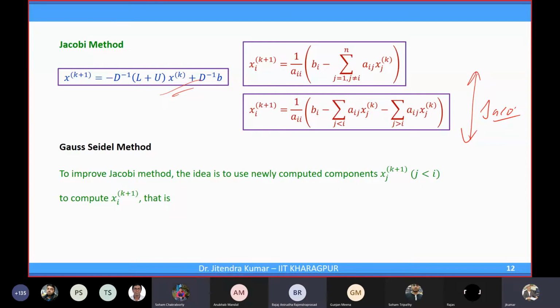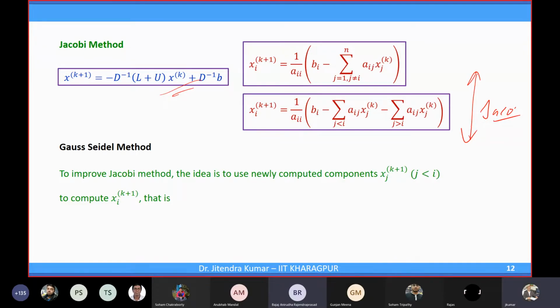Excuse me, sir. Yes, sir. But in this Gauss-Seidel method, we are using the other components. But how can we use that? Because we have to take components from the previous iteration to the next iteration, the same component we have to take. So how can we take the first component to the second component?